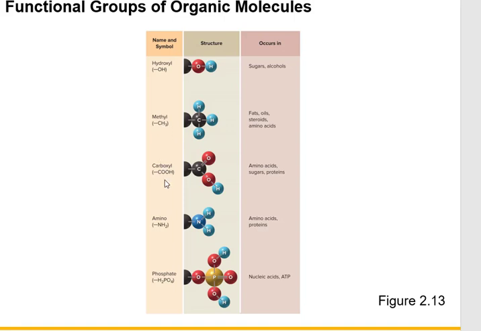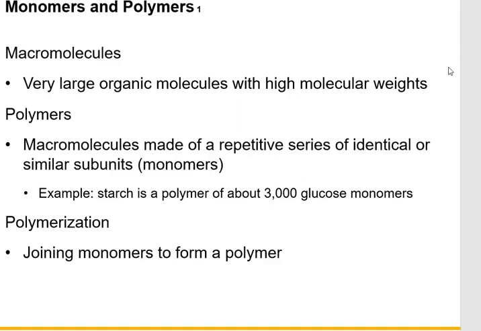Methyl is a carbon with 3 hydrogens. Carboxyl. Amino is nitrogen with some hydrogens. Phosphate has oxygens and hydrogens attached to it.